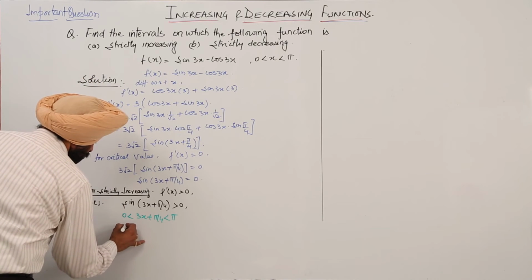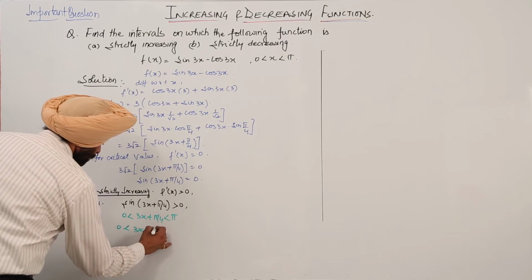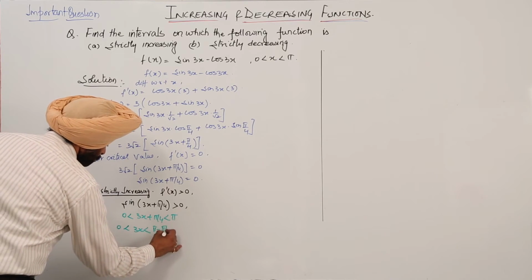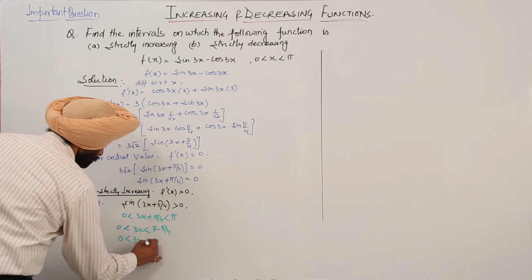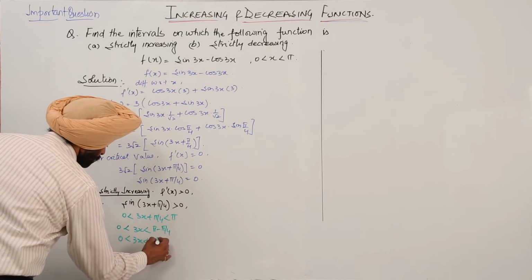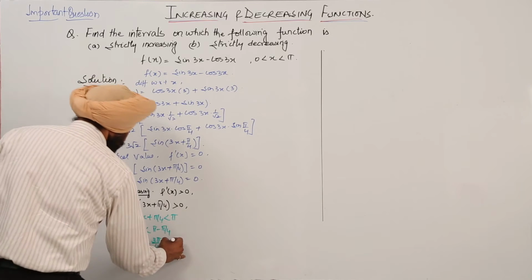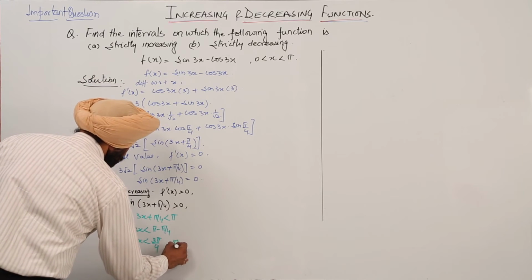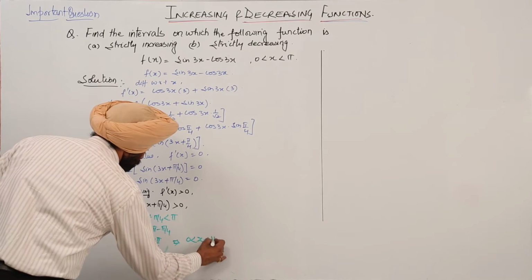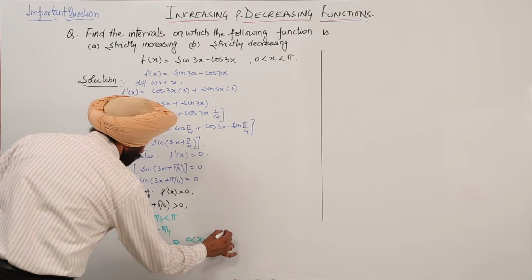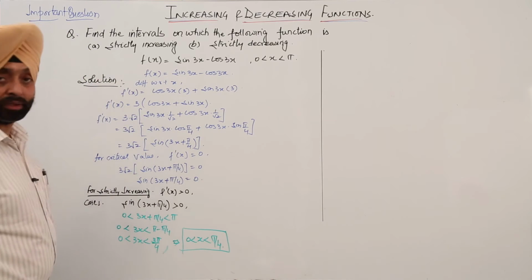So 0 is less than 3x is less than pi minus pi by 4. That is 0 is less than 3x is less than 3 pi by 4. Dividing by 3, we are getting 0 is less than x is less than pi by 4. Now this is the first interval for the increasing part.